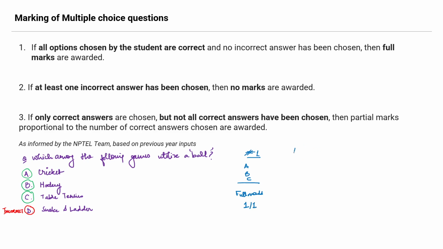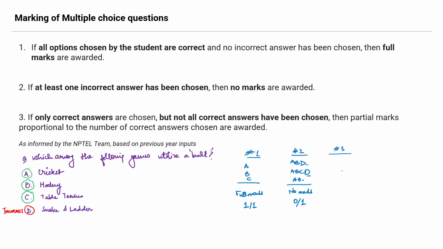Okay, let's take scenario two. It says if at least one incorrect answer has been chosen, then no marks. For example, I selected A, B, and D. I selected A, B, C, and D. And I selected A and D. In all these, we are selecting the incorrect answer, which is D. So, no marks. Basically means zero. Now comes scenario three.